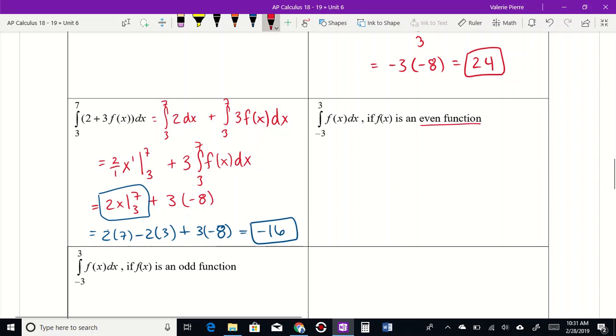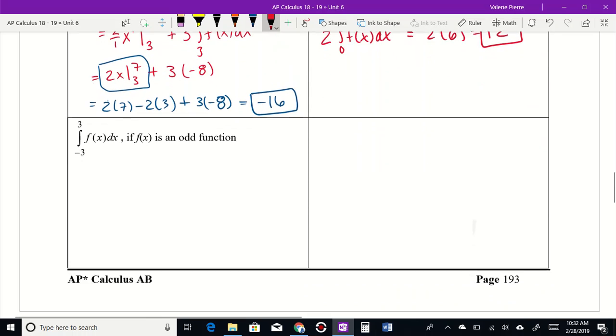So for this piece, we have an even function, which means that I can split this into the integral from negative 3 to 0 or the integral from 0 to 3. Since we have the integral from 0 to 3, that's what I'm going to use. So this is going to be rewritten as the integral from 0 to 3 of f of x dx. And since it's an even function, I know I have to multiply it by 2. So this is going to be equal to 2 times 6, which is 12.